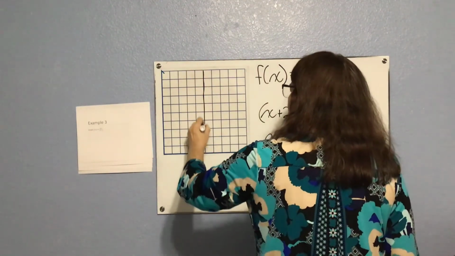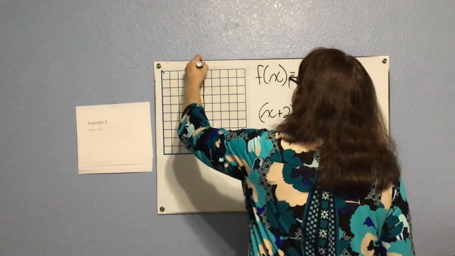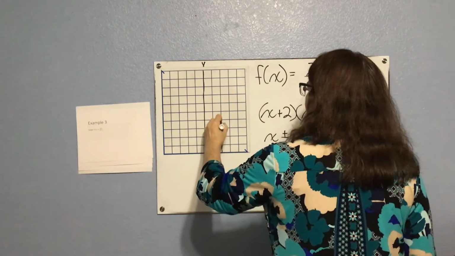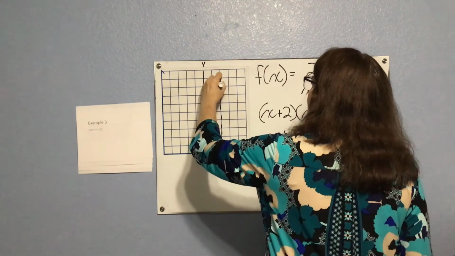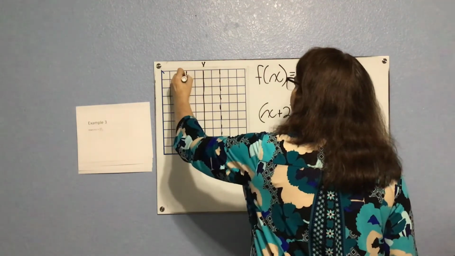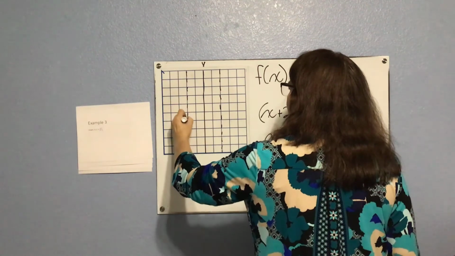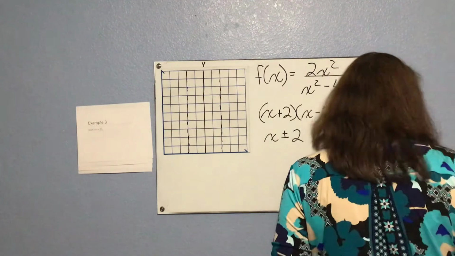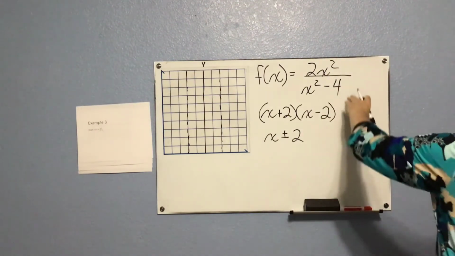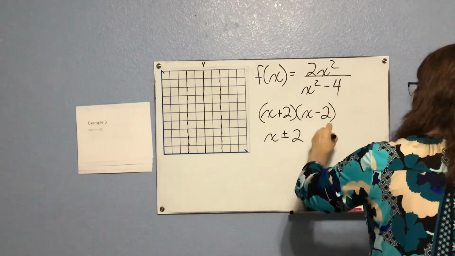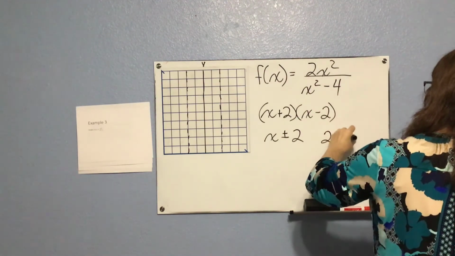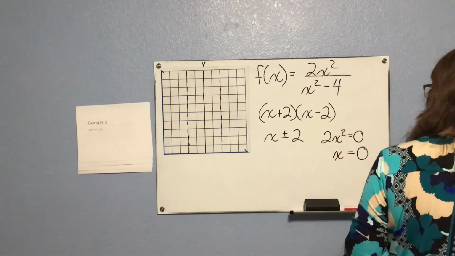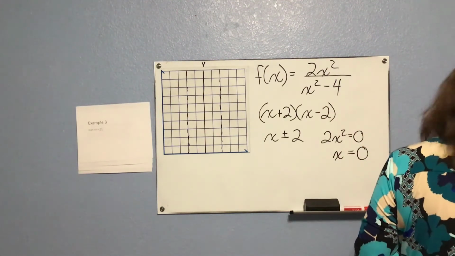So I'm going to go ahead and draw my y-axis here, and then I'll draw asymptotes 2 units to either side of it, for those areas where the function is undefined. Okay, the number that would make the numerator 0: if 2x squared equals 0, then x has to equal 0.